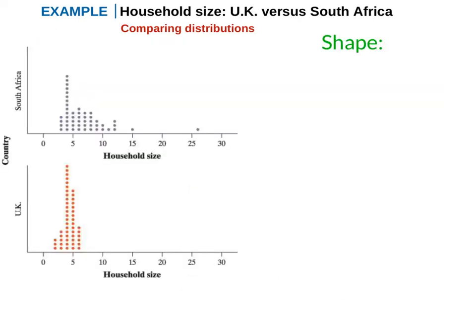The first thing we're going to look at is shape. So remember that we've got symmetric and we've got skewed to the left and to the right. So when I look at South Africa here, the tail is over here, and there's definitely a big outlier over here. So I would say that this is skewed to the right. And then the UK looks roughly symmetric. There's not enough data points over here on the left to say that it's skewed.